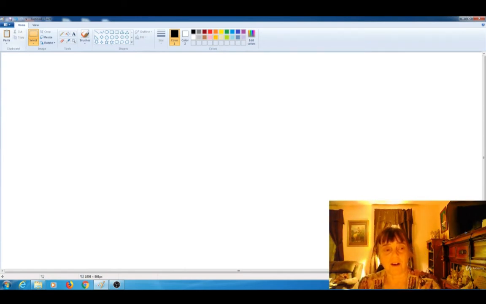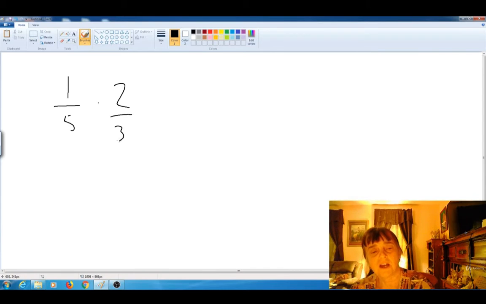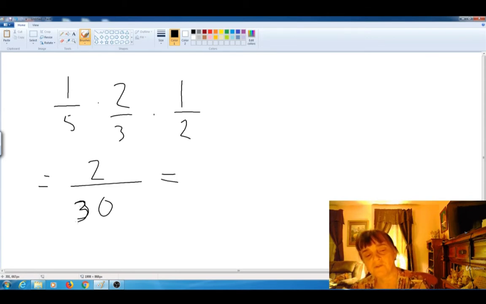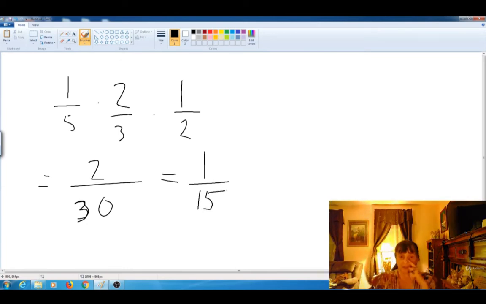Now, what if you want to multiply fractions? Okay, let's say we have 1/5 times 2/3 times 1/2. Okay, you multiply your numerators. 1 times 2 is 2, 2 times 1 is 2. 5 times 3 is 15, times 2 is 30. 2/30, 2 into 2, that reduces. Because 2 divides by 2 one time, 30 divided by 2 is 15. So that's 1/15. 2/30 and 1/15 is the same fraction.